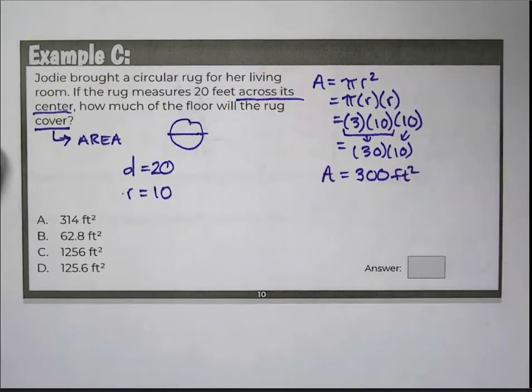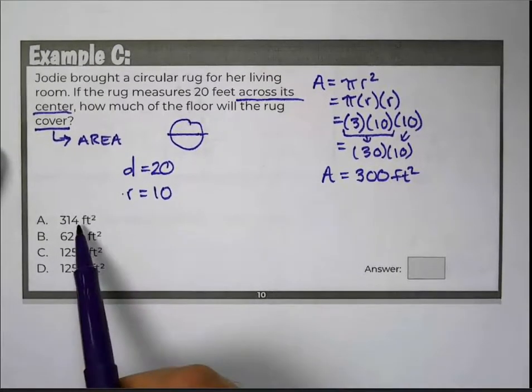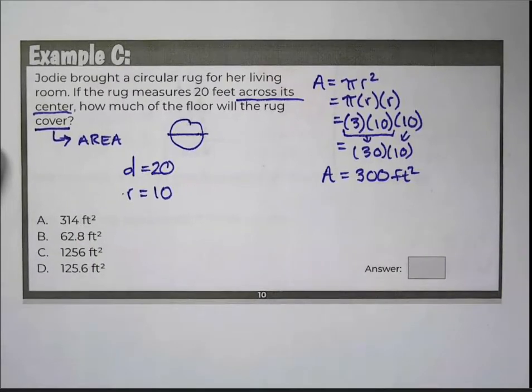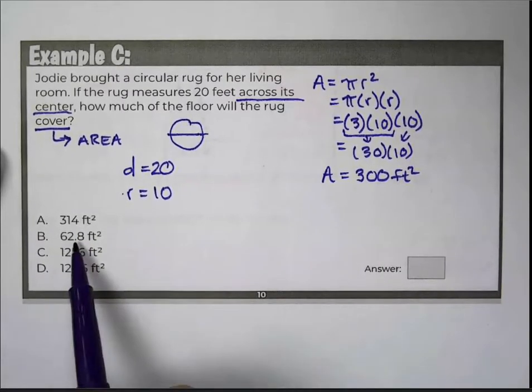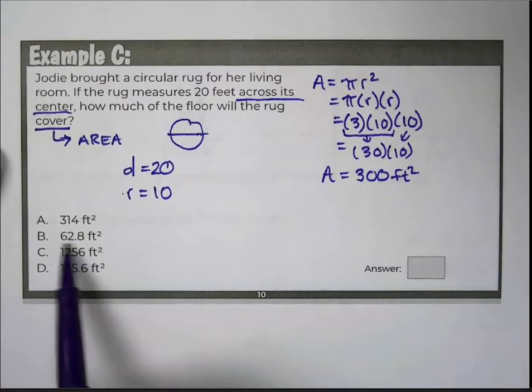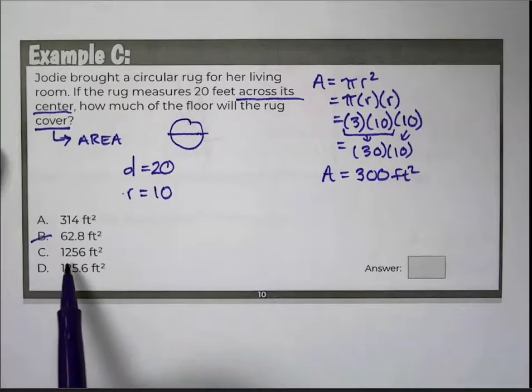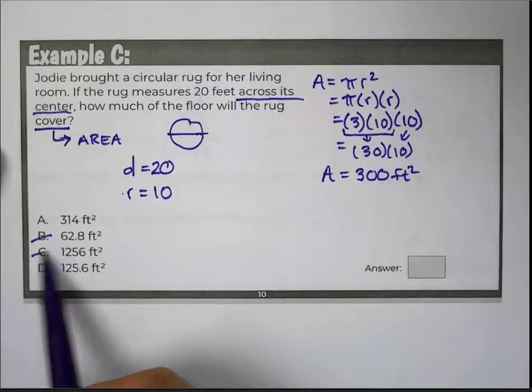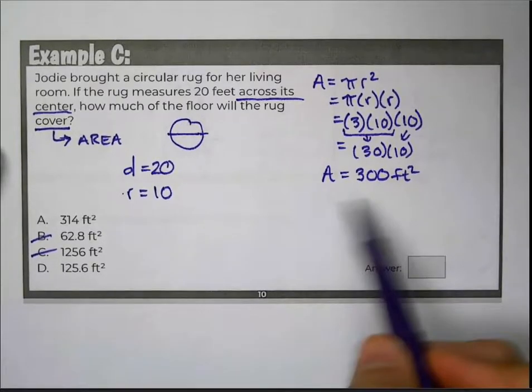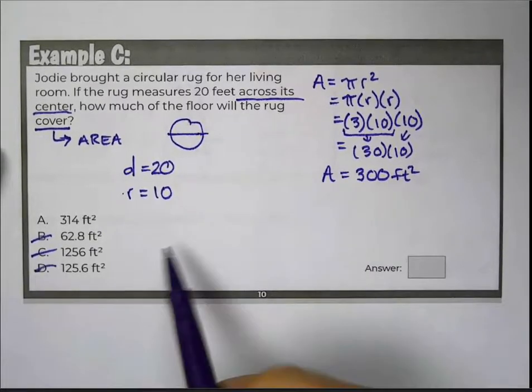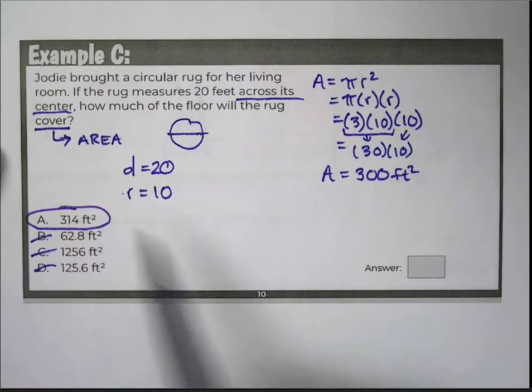Is that answer over there? No, of course not, because we rounded. But they did too. So let's see which one is the closest to our answer. We have 314. That's super close. It's only 14 away. 62.8, that's 63 if you round that. No, that's very far away. 1,256, nope. 125.6, we're at 300, so no. The only one that is close is this guy right here. So that is our answer.